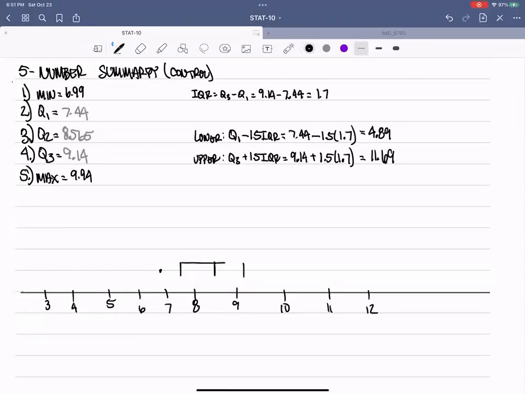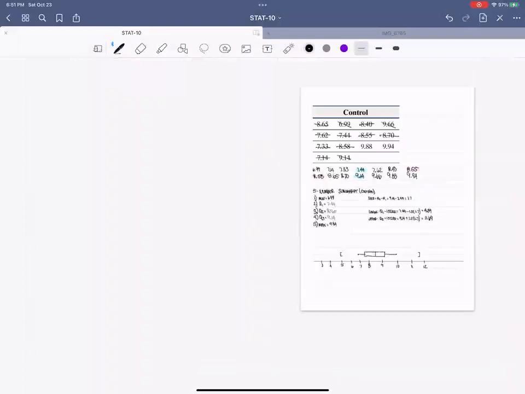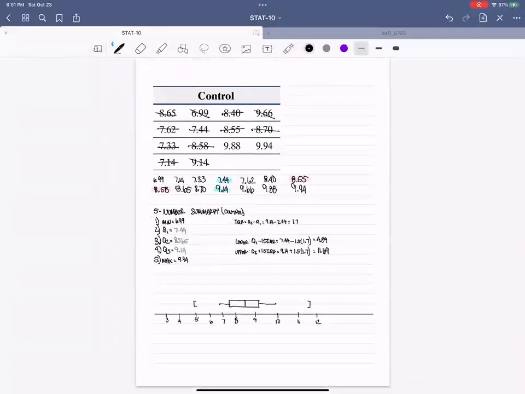Because it's our 3 quartiles, we're going to box those in. And our maximum data value, 9.94, so right here. Our lower quartile is 4.89, so close to 5 here. And our upper quartile is 11.69, right here. So this is our data set here. So no outliers, nothing crazy. So we're good here.